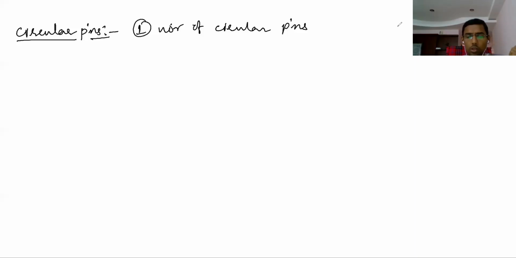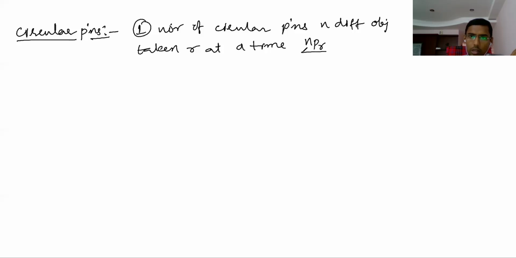Number of circular permutations of n different objects taken r at a time. Yesterday we discussed this one. The number of circular permutations of n different objects taken r at a time is nPr by r. Here, generally, when nothing is mentioned, it means there is a difference between clockwise and anti-clockwise direction.